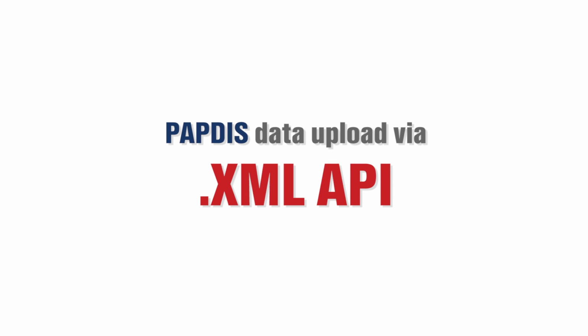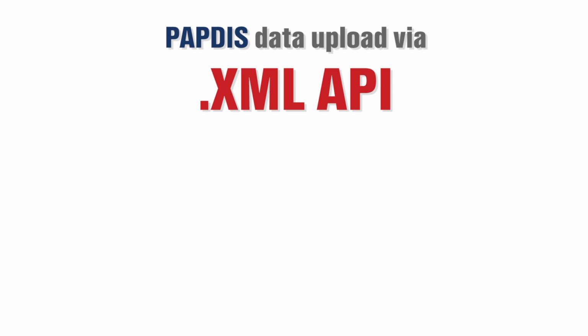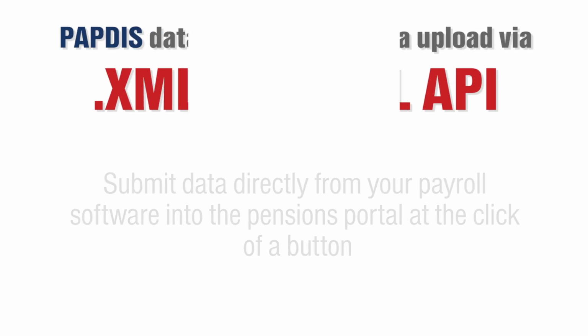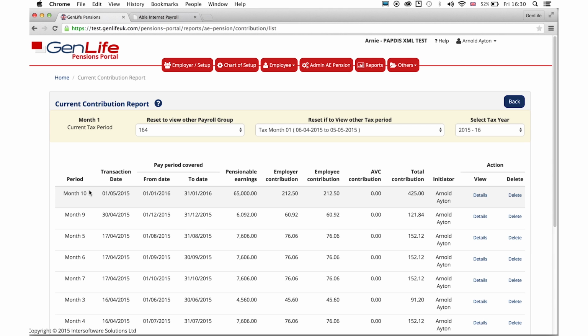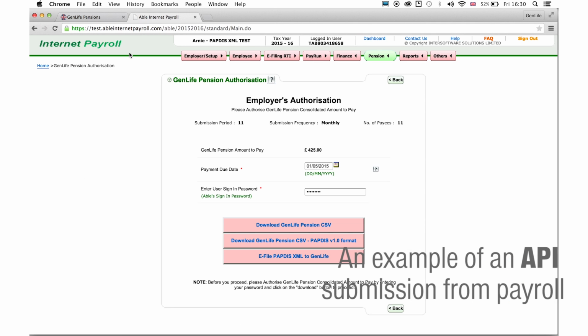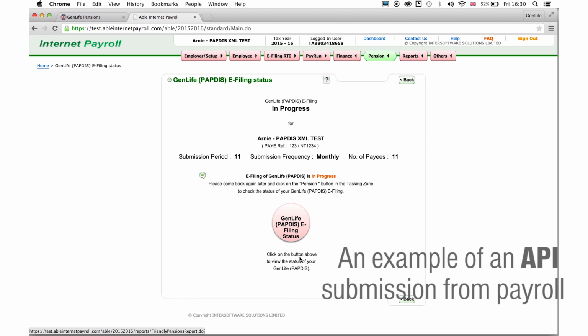GenLife has built a solution to this, PAPDIS as an XML API, which simply means submitting the data electronically direct from your payroll software into the pensions portal at the click of a button. We can see here the month 10 data that was previously uploaded via CSV file, and will now demonstrate the XML API functionality using Able Internet Payroll software. Simply click the button and the data is in the process of being submitted.